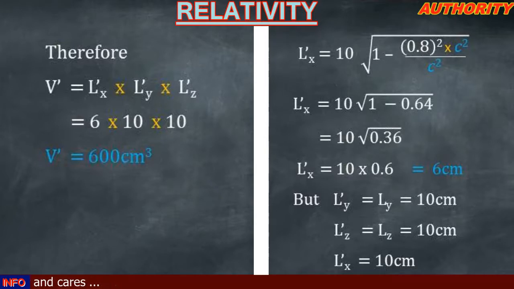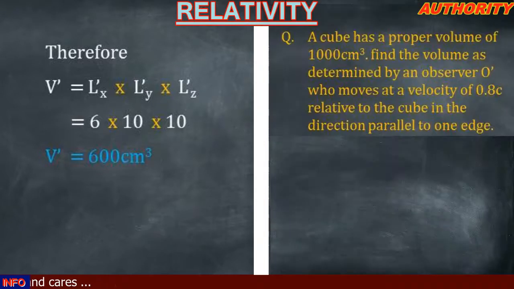All right? So here we have to calculate the volume measured by the observer in motion, having the velocity of 0.8 c, and the proper volume is measured to be 1000 cm cube. So the contracted volume is given as 600 cm cube. All right?